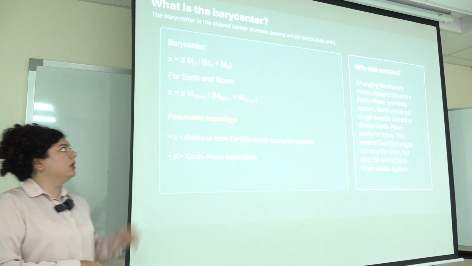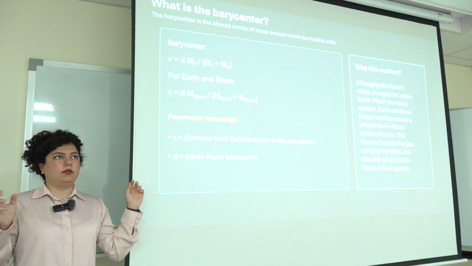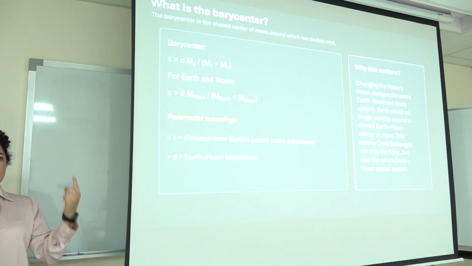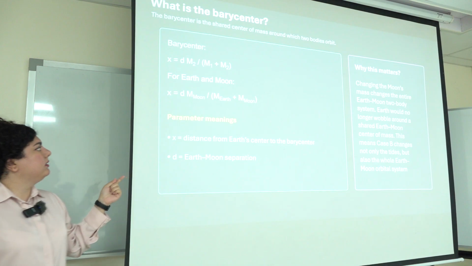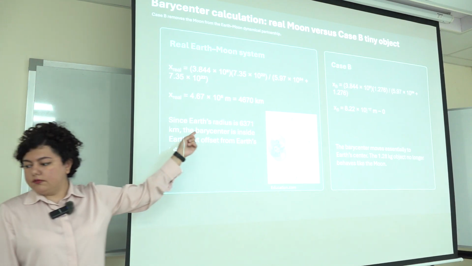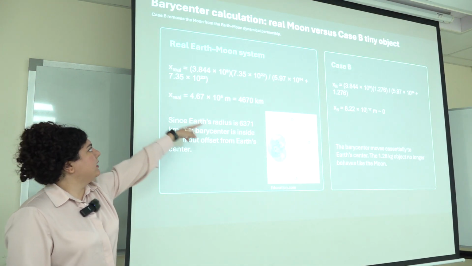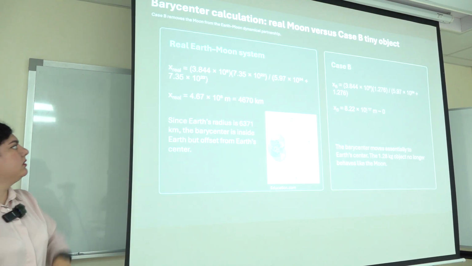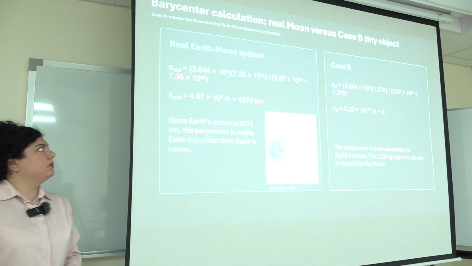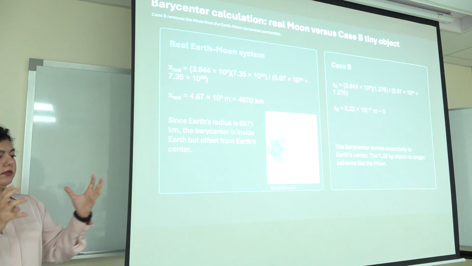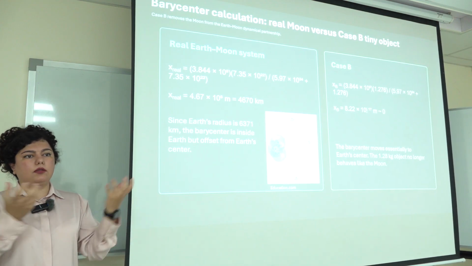And what would happen to the barycenter? Because the Moon and Earth have an orbit that is related to both of them. Currently in the real Earth-Moon system, the barycenter is 4,670 kilometers from the center, and the Earth radius is 6,371. So the barycenter is not at the center of the Earth. It's a little bit different, and the Moon and Earth kind of wobble around each other.